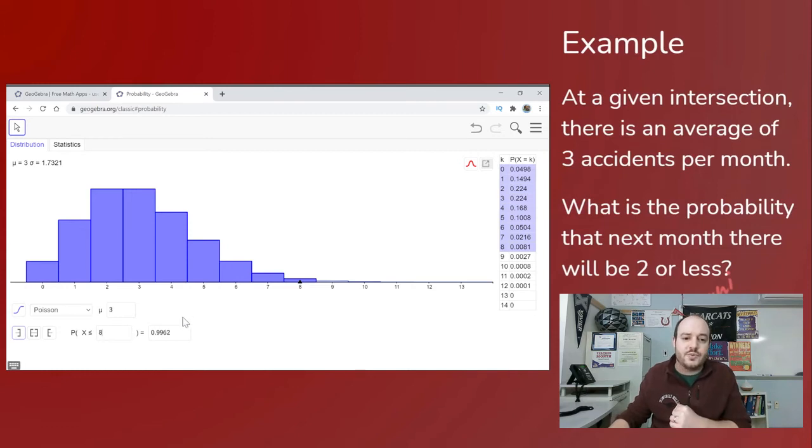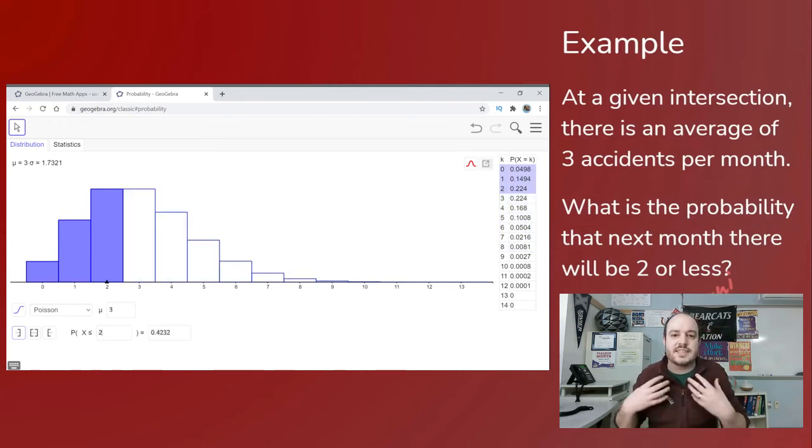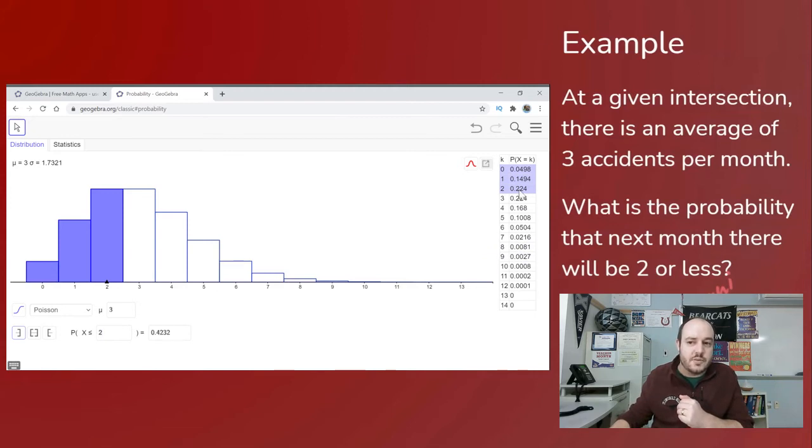So all I have to do with this answer is leave my mean as three and change it to the left-hand button so that we're shading below whatever number we plug in, and then change that number to a two. I hit enter always just to make sure everything is in there and up to date. And you can see it has updated my graph up above to highlight 2, 1, and 0, which is two or less. It has highlighted in my table over here the numbers 2, 1, and 0 for two or less. And it gives us the final answer right here of 0.4232.